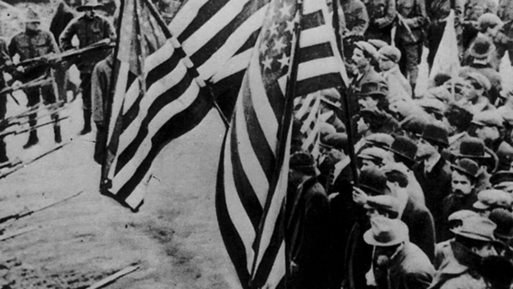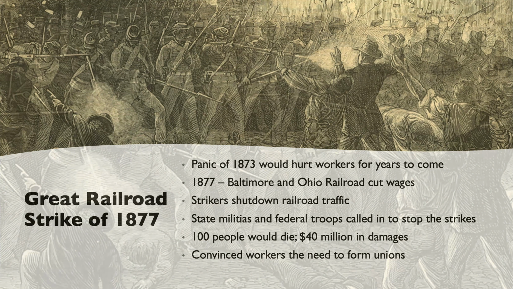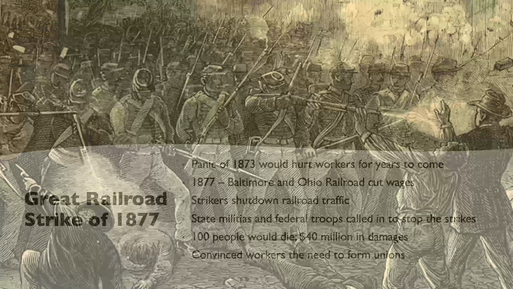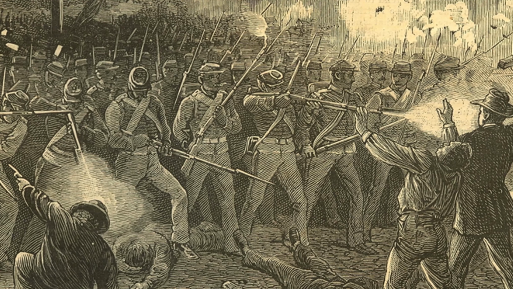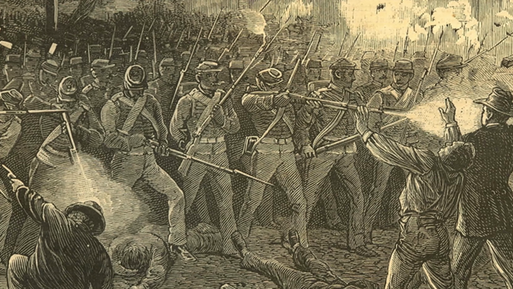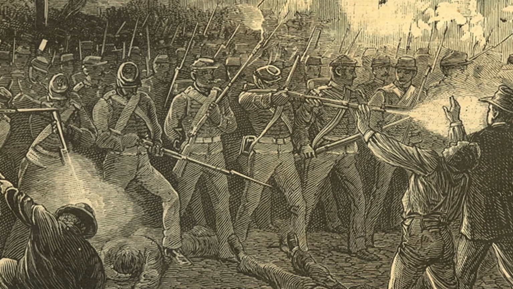I'll give you one example. Here we have the Great Railroad Strike of 1877. This basically was the start of an era of labor conflict. The Panic of 1873 would hurt workers for years to come. The railroad bubble busted, and that's why it happened, but the effects would be felt for many, many years.